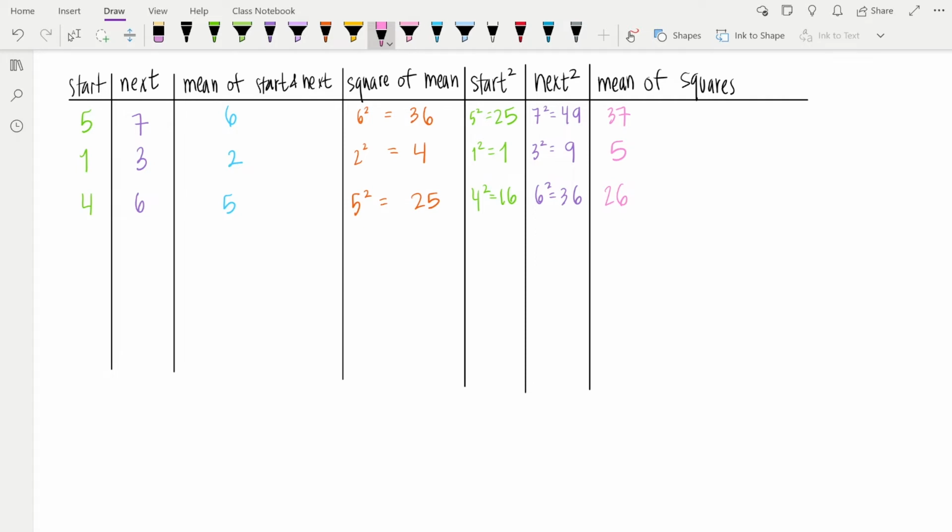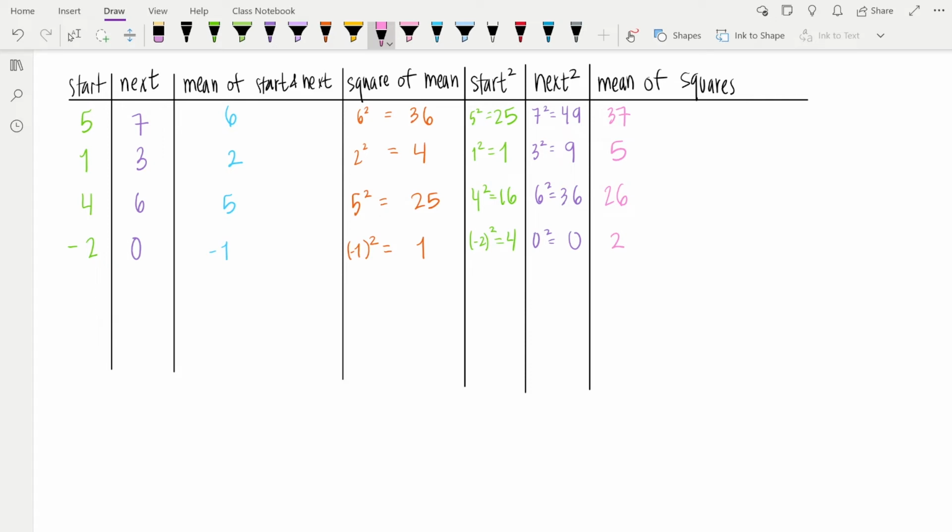I need to do at least one more, because they said at least 3 more after that starting one. And it's pretty important to make sure you have starting numbers that are both even and odd, just to make sure that the pattern isn't accidentally something you notice because of even and odd. I'm going to try a negative number because I'm curious if it works there as well. So maybe I try -2. The next number is going to be 0, because that's 2 up on my number line. The mean is -1. The mean squared is 1. The starting number squared, so -2 squared, that's 4. The next number squared is 0. And the mean of 4 and 0 is 2.